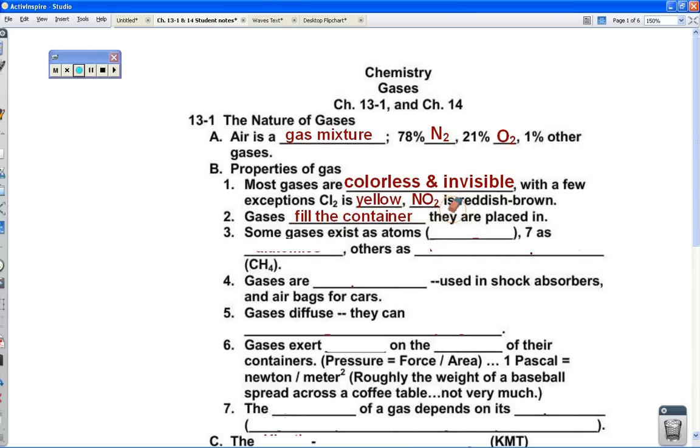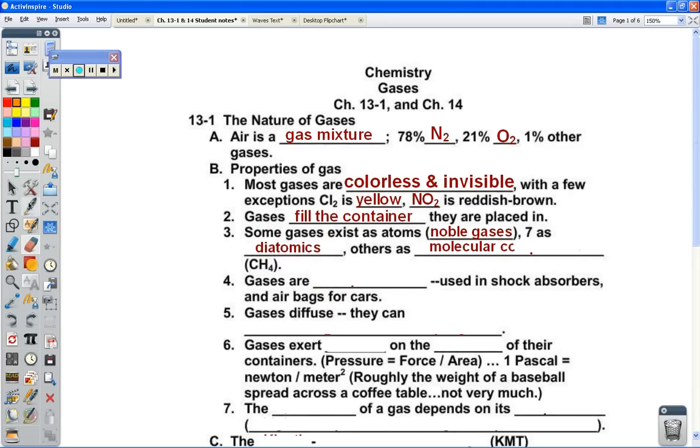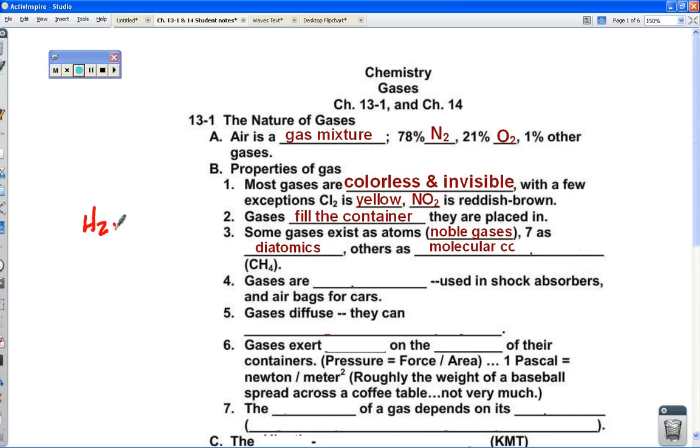Helium would be one of them. What other ones are like helium? Xenon, what are those guys called? Those are the noble gases, right. The noble gases exist as atoms. There are seven that exist as, not monatomic, but they are diatomic. Those are the magnificent seven. To recall, those are H2, N2, O2, F2, Cl2, Br2, and I2. Right? Okay.